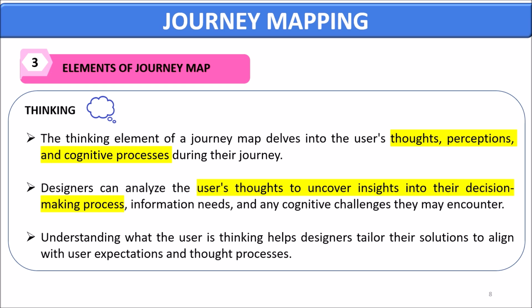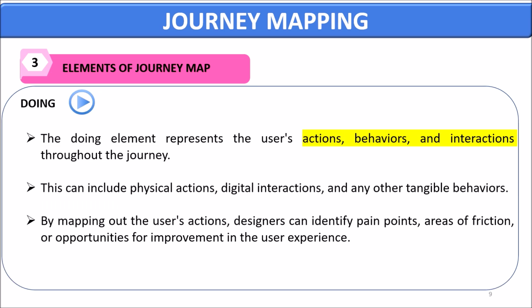And thinking is also one of the effective elements, which dwells on the user's thoughts, perceptions, and cognitive processes during their journey. Designers, especially during the thinking process, can analyze the user's thoughts to uncover insights into their decision process, information needs, or any cognitive challenges they may encounter. Understanding what the user is thinking helps designers tailor their solutions to align with their expectations throughout the process.